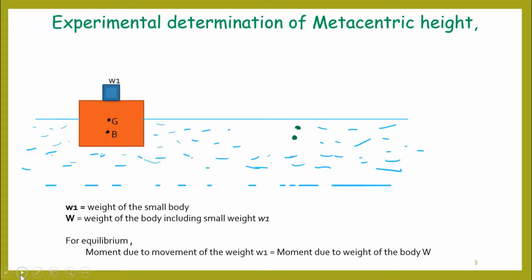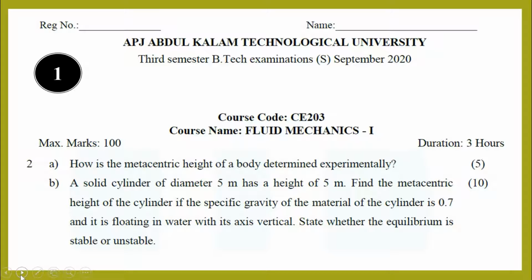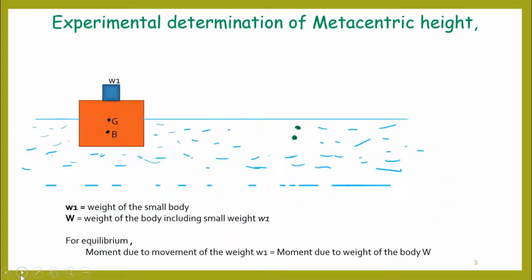So let us find out the first question, that is how to find out the metacentric height of a body experimentally. This is how we do the experimental determination of metacentric height. First, we will take a bigger body, this orange one, and we will place a small weight W1 above it. W1 is the weight of the small body and capital W is the weight of the entire body, including the small body.